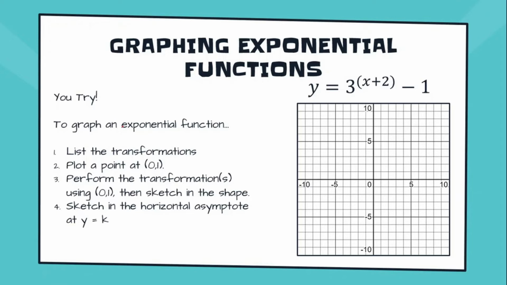On this next one, I'm going to start it off the same way. Let's follow these steps here. Let's list the transformations. It says plus 2, so this guy's going to go to the left 2. And then it says minus 1 at the end, so after that he'll go down 1. The base is 3, so this guy will generally increase starting off.